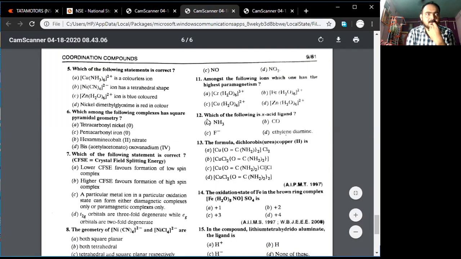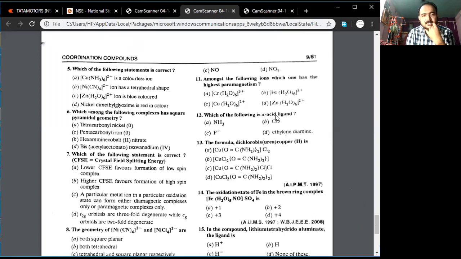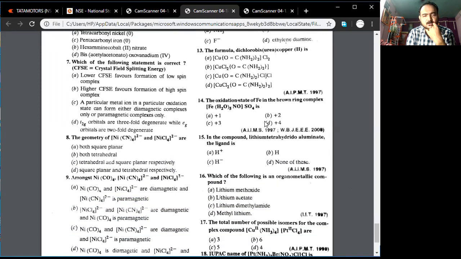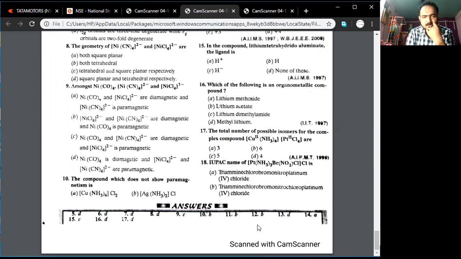The next one. In my first lecture, I have discussed pi acid ligands. Which of the following is a pi acid ligand? We have definitely seen that carbon monoxide and cyanide are pi acid ligands. So option B should be the answer of question number 12, that is 12B.